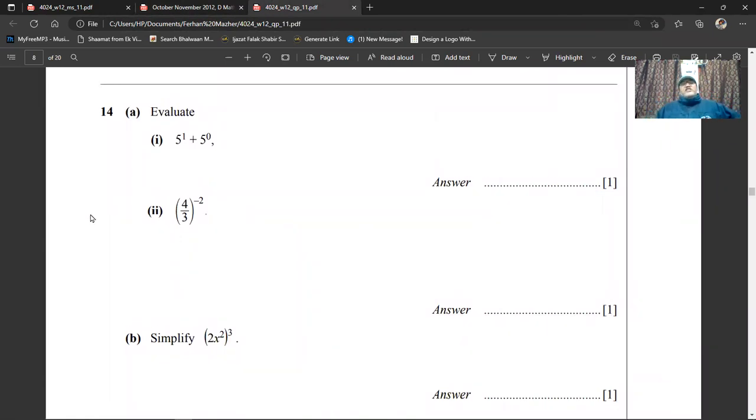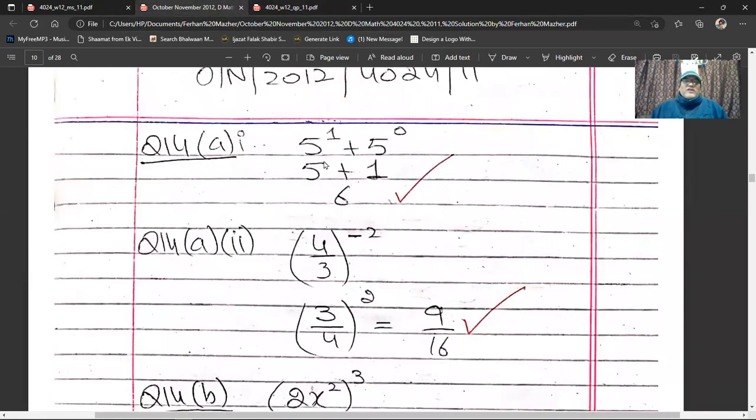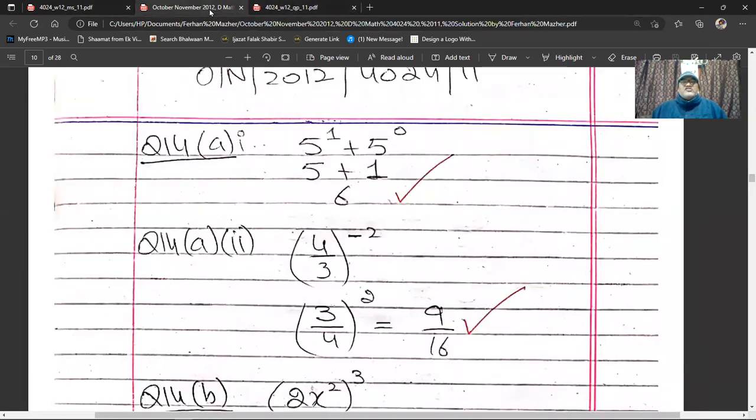The first portion is 5 raised to power 1 plus 5 raised to power 0. Anything raised to power 0 means 1. And 5 raised to power 1 means 5. So 5 raised to power 1, that's 5. 5 raised to power 0, that's 1. So 5 plus 1 will be 6. So the answer is 6. That is right. This is the solution.